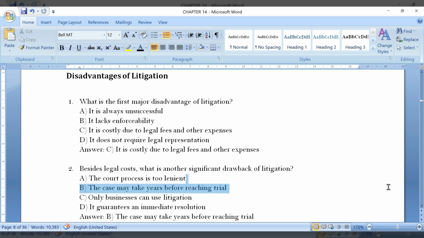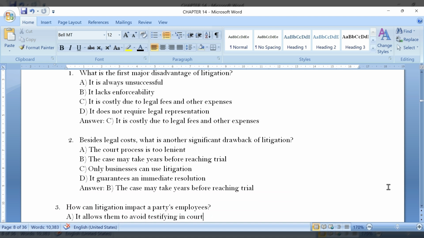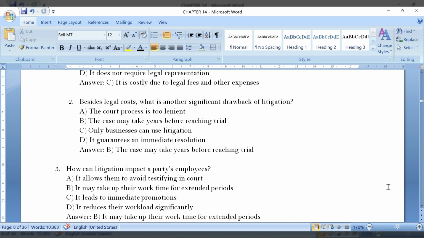2. Besides legal costs, what is another significant drawback of litigation? A. The court process is too lenient. B. The case may take years before reaching trial. C. Only businesses can use litigation. D. It guarantees an immediate resolution. Answer: B. The case may take years before reaching trial.